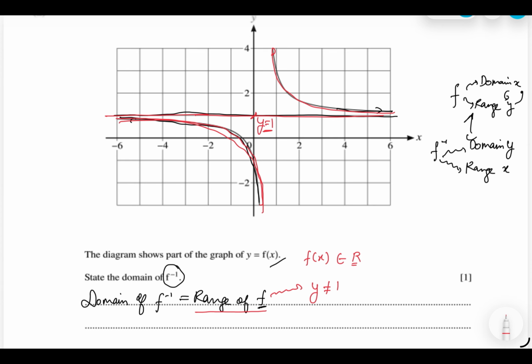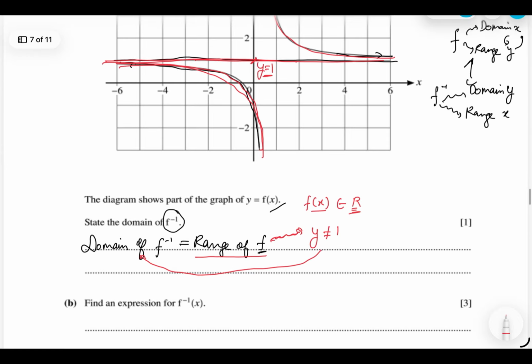Okay, but it cannot take only one value, that is y equals 1. So the range would be y is not equal to 1 and it belongs to the real numbers. This would be the same as the domain of f inverse. So we will write for the domain using x, we don't use f(x) for the domain. So what would be the domain of f inverse?